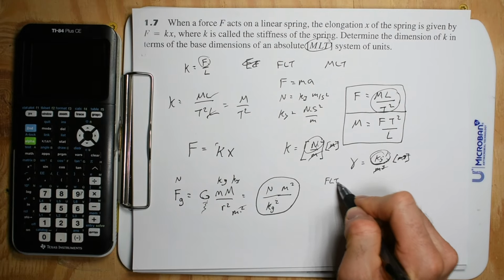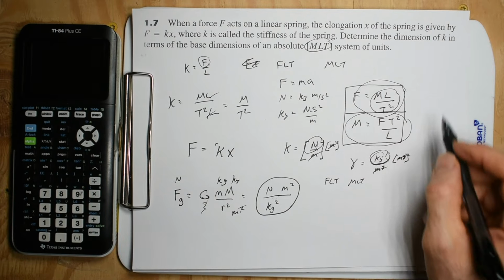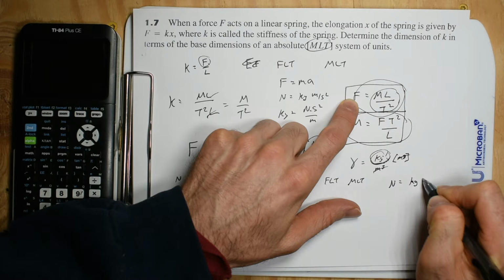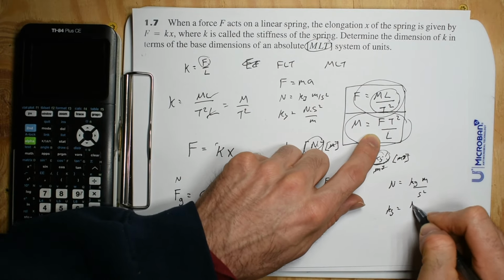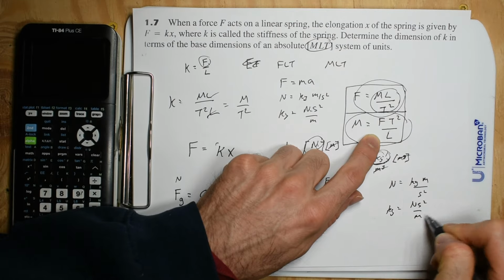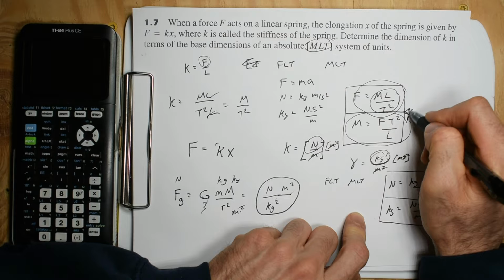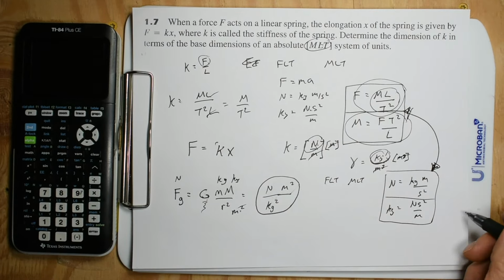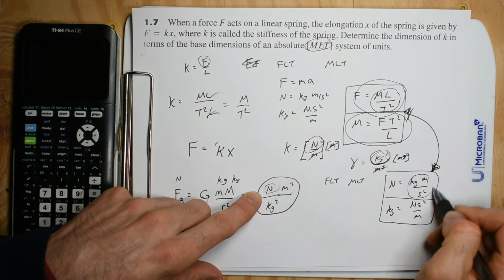But if you use the FLT MLT method and then substitute these in, which is the same thing as saying newtons is equal to kilograms meters per second squared, and then kilograms is equal to newtons second squared per meter, which we've done. So here are your 2 equations that you would definitely want to write down anytime you do these MLT FLT problems.